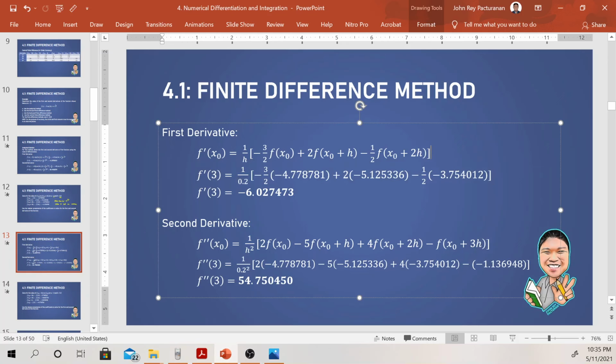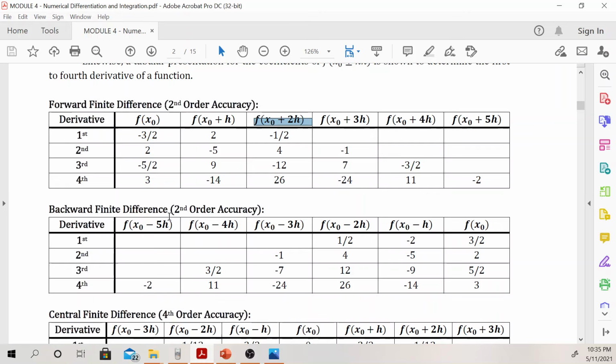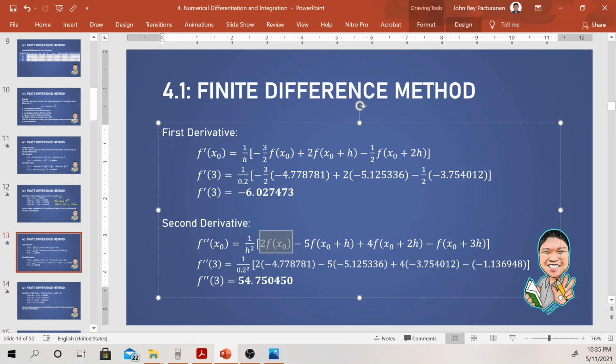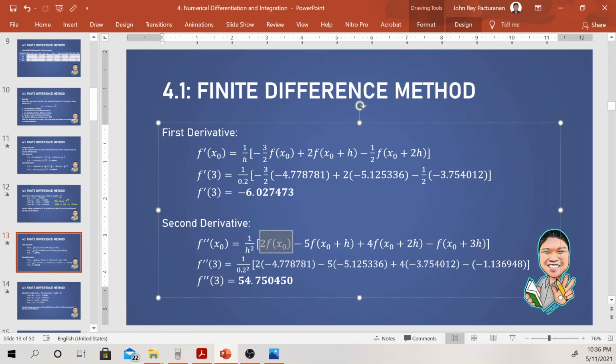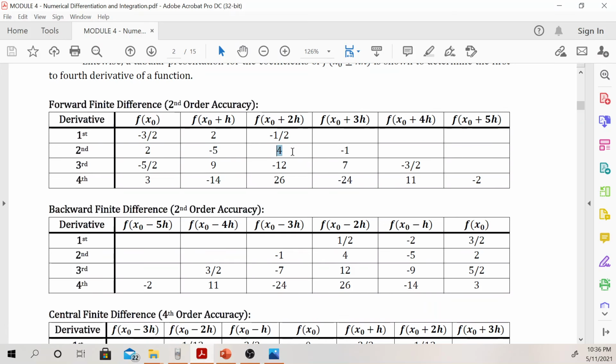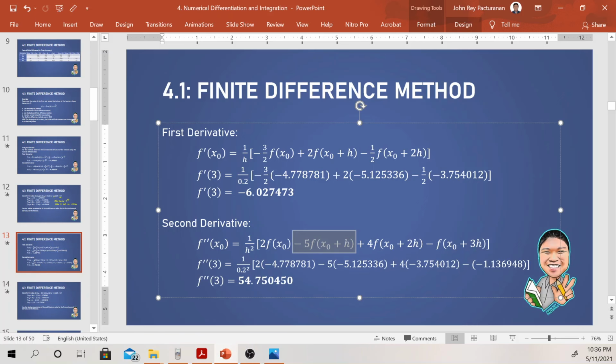So, paano ko naman dinerive itong second derivative? Pag second derivative, ang una palagi is 1 over h squared muna. Again, kung first derivative is 1 over h, yung second derivative is 1 over h squared. Tingnan mo ulit yung table for the second derivative. Yung f of x sub o, di ba ang coefficient niya is 2? So, dapat 2 f of x sub o. Eh, ayun siya. Tama ulit siya. Then, next tayo, negative 5 ng f of x sub o plus h. Balik ka dito sa PowerPoint. Negative 5 ulit siya. Tingnan natin yung sunod. Positive 4 ng f of x sub o plus 2h. So, yun, di ba?